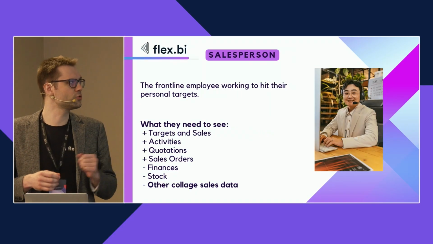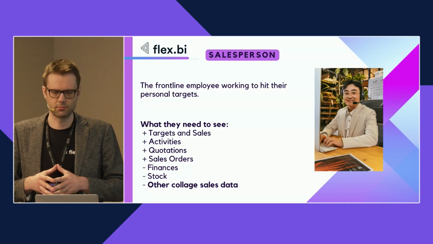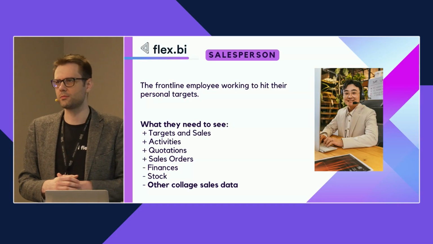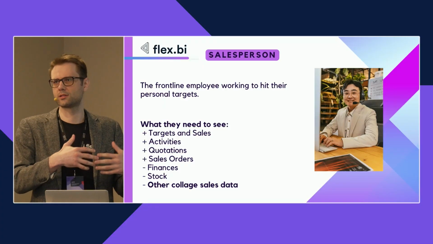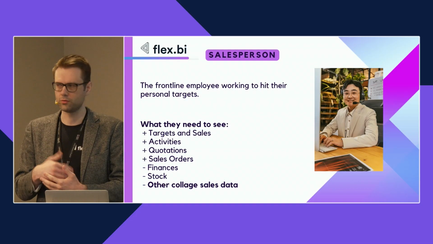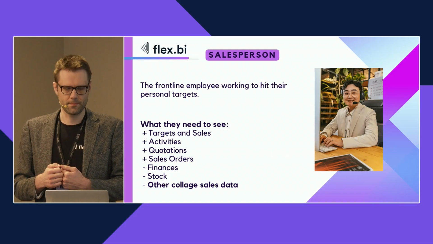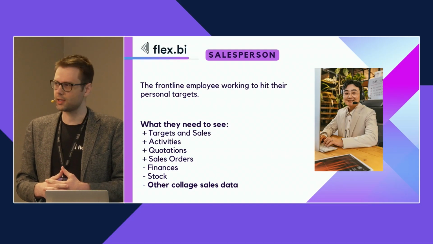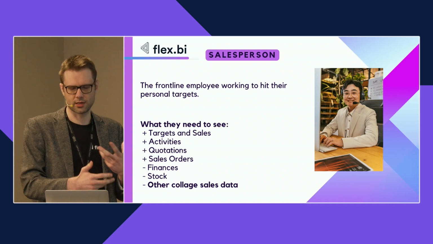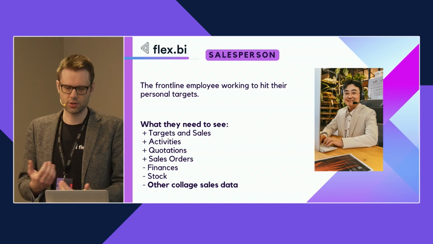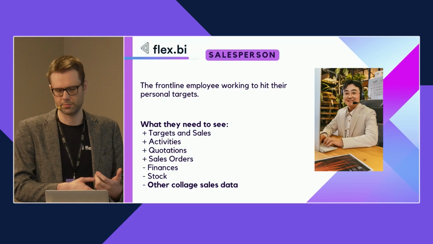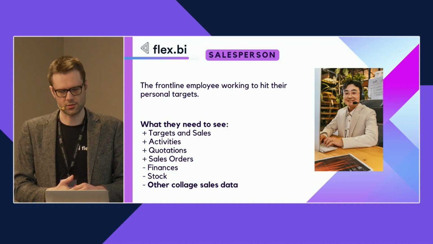So the next user role will be the salesperson. He's the person who picks up the phone, calls up the customers, talks to them. He has his own sales target that he's trying to reach, right? So for him, it's important to see his targets and how he is doing in sales. He can overview his activities, look at his quotations, and what kind of sales orders are coming up, so that he knows what kind of sales will be.